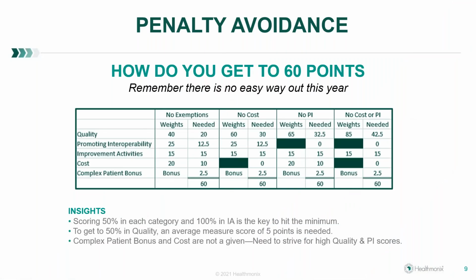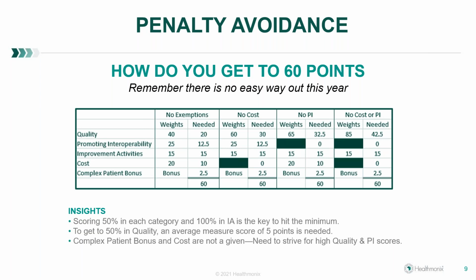So how do you get to 60 points? With 60 points, I'm going to take showing that everybody gets the improvement activity points at 15 points. And then you can take a look at each one of the different categories and where you fit in, whether you don't have exemptions, if you're not part of cost or PI, or you don't have both, and see how many points you need to score. The key goal here is to get at least 50% in each category that you're eligible for, and 100% in IA, and that will get you to where you need to be for this year.